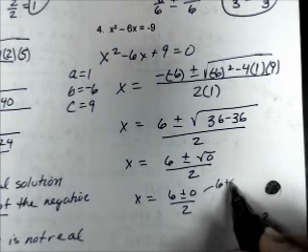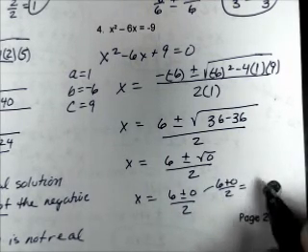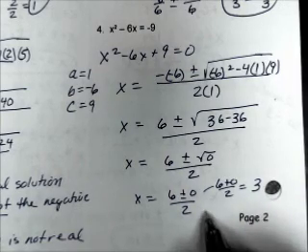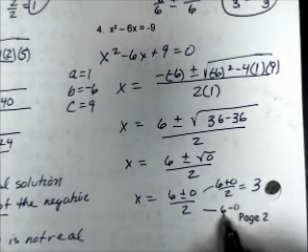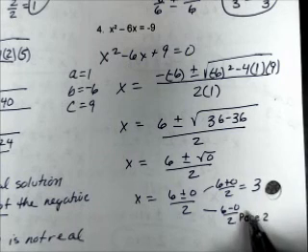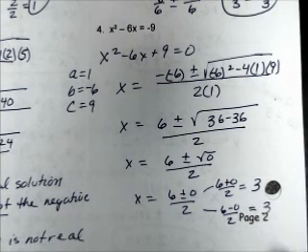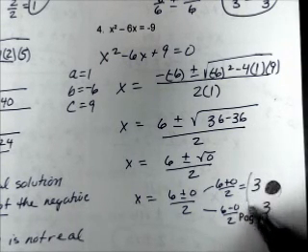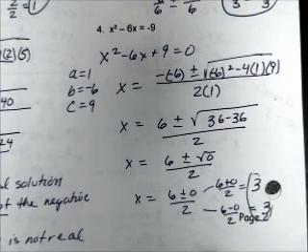So 6 plus 0 divided by 2 is 6 over 2, which is 3. And 6 minus 0 is 6, divided by 2 is 3. This is what we call a double root. You need not write it twice.